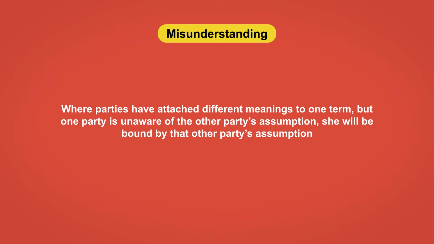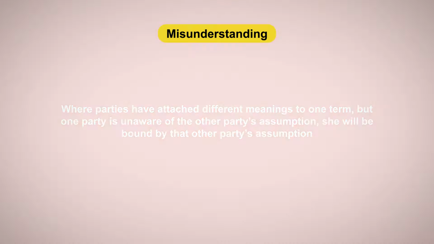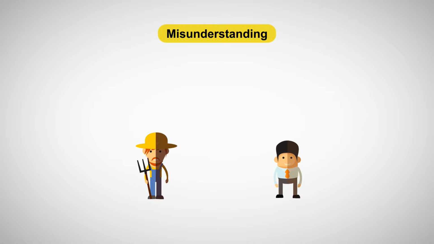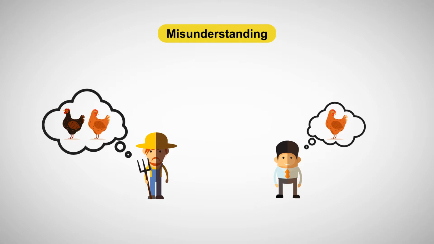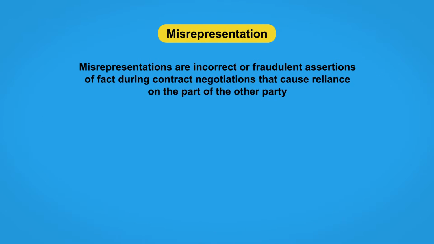Where parties have attached different meanings to one term, but one party is unaware of the other party's assumption, she will be bound by the other party's assumption. For example, a buyer and a seller enter into an agreement for exchange of chickens. The buyer believes that there is only one type of chickens called broiling chickens. The seller knows that there are two types of chickens, stewing chickens and broiling chickens, and knows that the buyer wants broiling chickens. In this case, the seller would have to provide broiling chickens to the buyer, even if the seller really meant to offer stewing chickens.